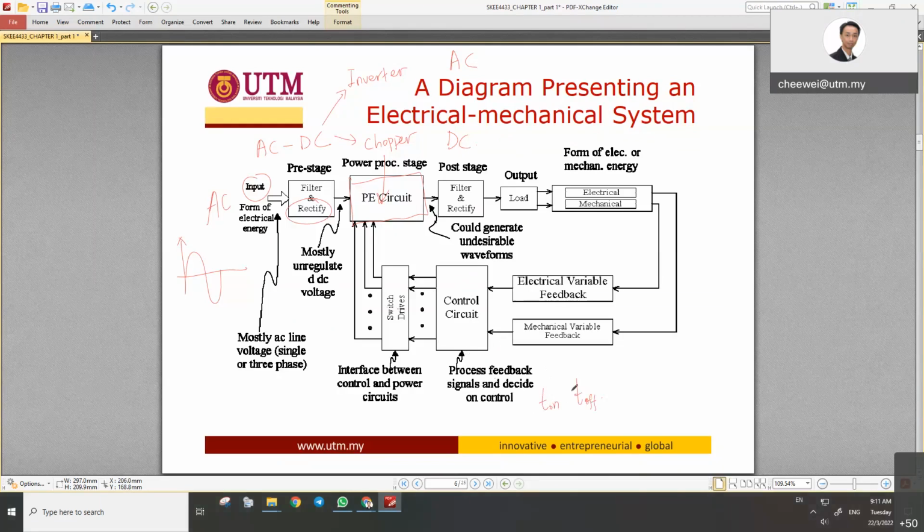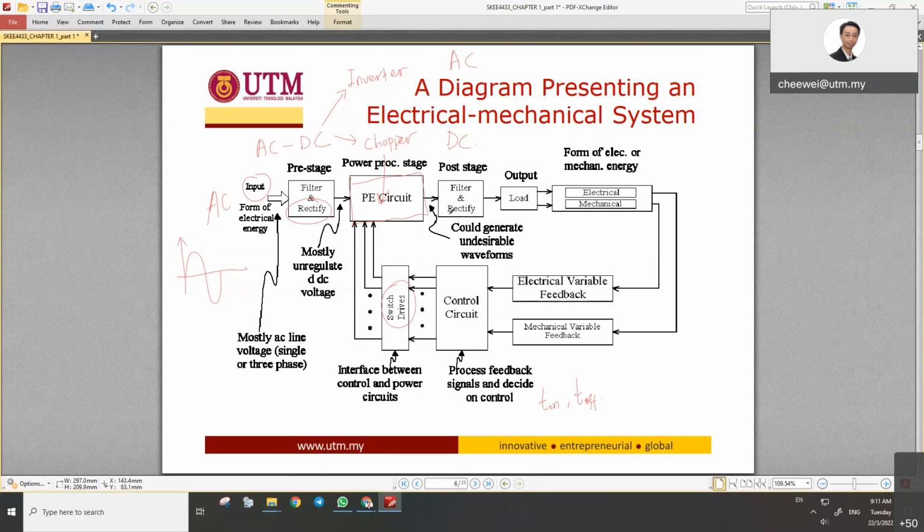Well, how long you want to turn on and how long you want to turn off. For the switch, which is the solid state devices, the switch will be controlled by the control circuit on how long it turns on and how long it turns off to achieve the desired output.